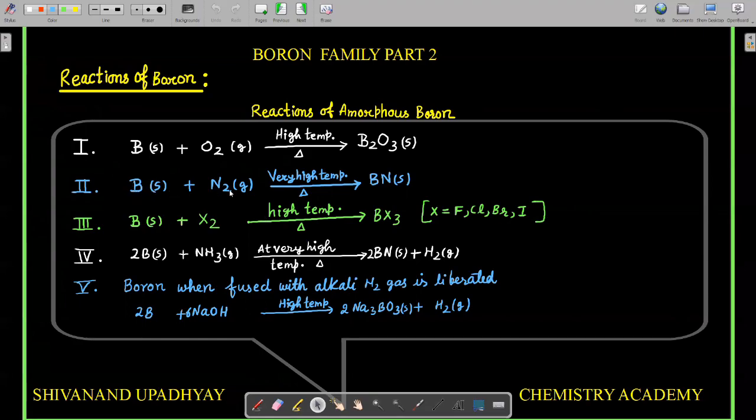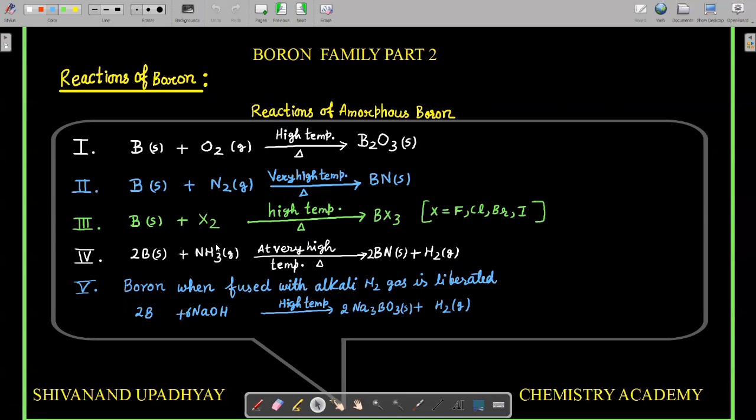So boron reacts with nitrogen. Again, very high temperature is required to form boron nitride. We are going to discuss boron nitride. There are two types of boron nitride. One of the boron nitrides has a graphite-like structure, while the other has a diamond type of structure. Boron will react with halogens. Almost all halogens will react with boron, like fluorine, chlorine, bromine, and iodine to form boron halide. So this is also a reaction taking place at higher temperature.